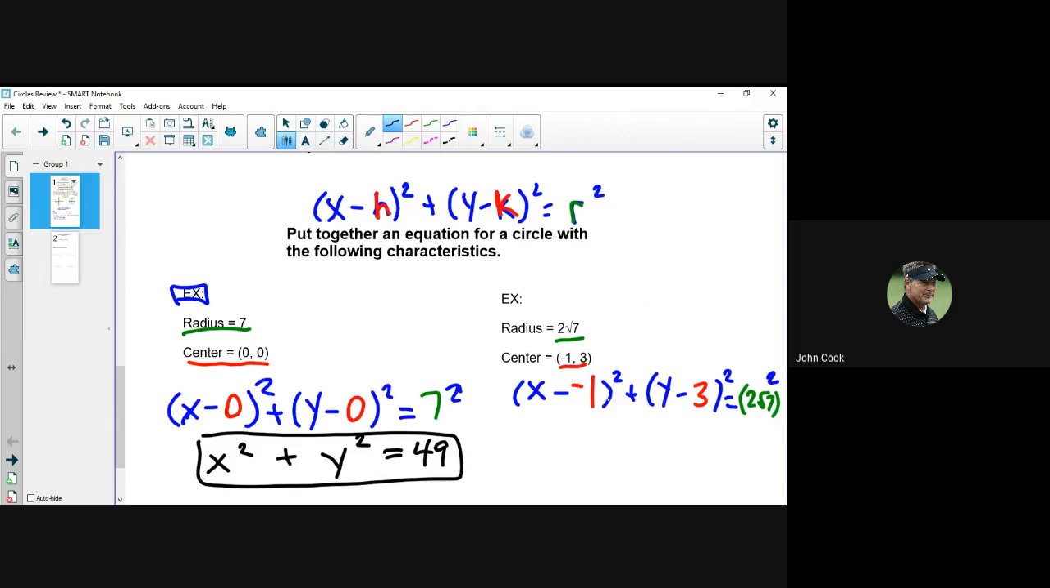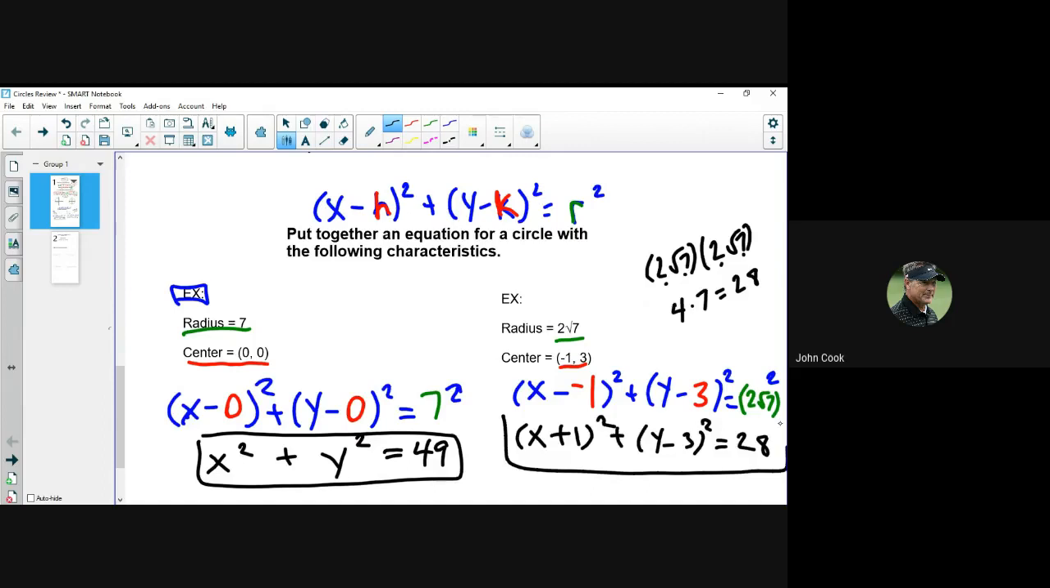So we have x minus a negative 1, so that's the same as saying x plus 1. Then we have y minus 3 squared. And what the heck is 2 square root of 7 squared? Well, 2 square root of 7 squared would mean 2 square root of 7 times 2 square root of 7. So we multiply the 2's together. 2 times 2 is 4. And then we multiply the square root of 7 together. Square root of 7 times square root of 7 is just 7. And 4 times 7 is 28. So that means that this thing squared turns into just 28. And there's the equation of our circle in standard form.